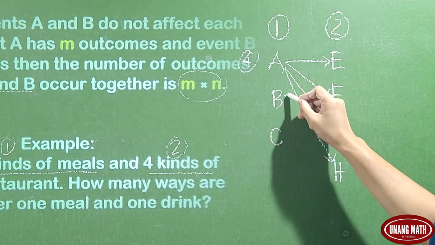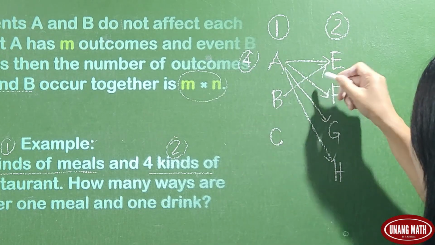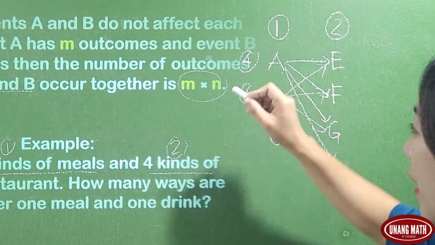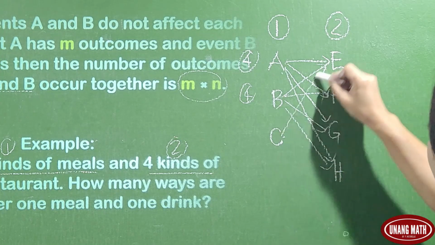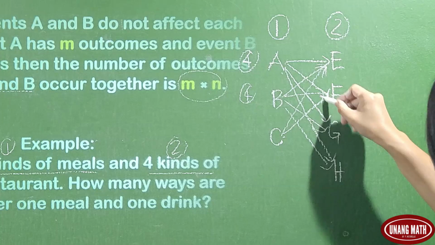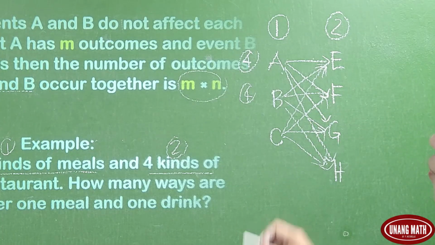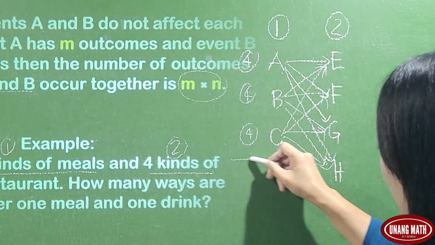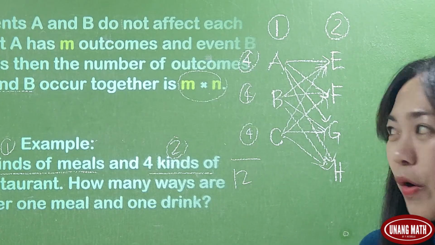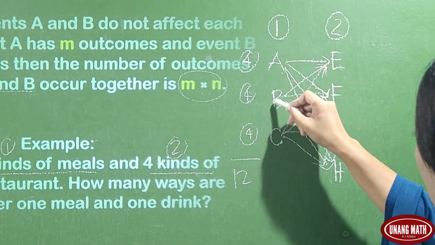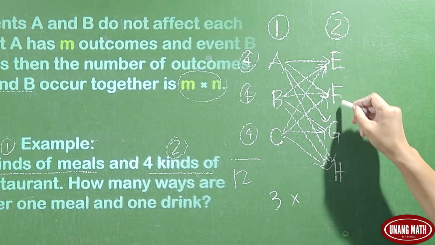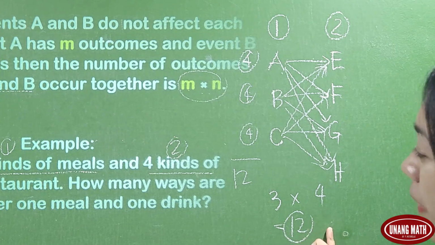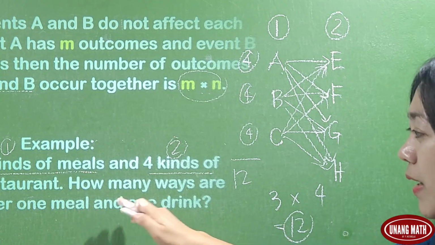What about meal B? This is also a possible pair, this one, and this one. So we also have 4 possible ways. For meal C, I can partner this to this drink, to this drink, to this drink, or to this drink. So we also have 4 possible ways. So this is equal to 12 possible ways, or M times N. So this is 3 times 4, and that's equal to 12. So there are 12 possible ways to order one meal and one drink.